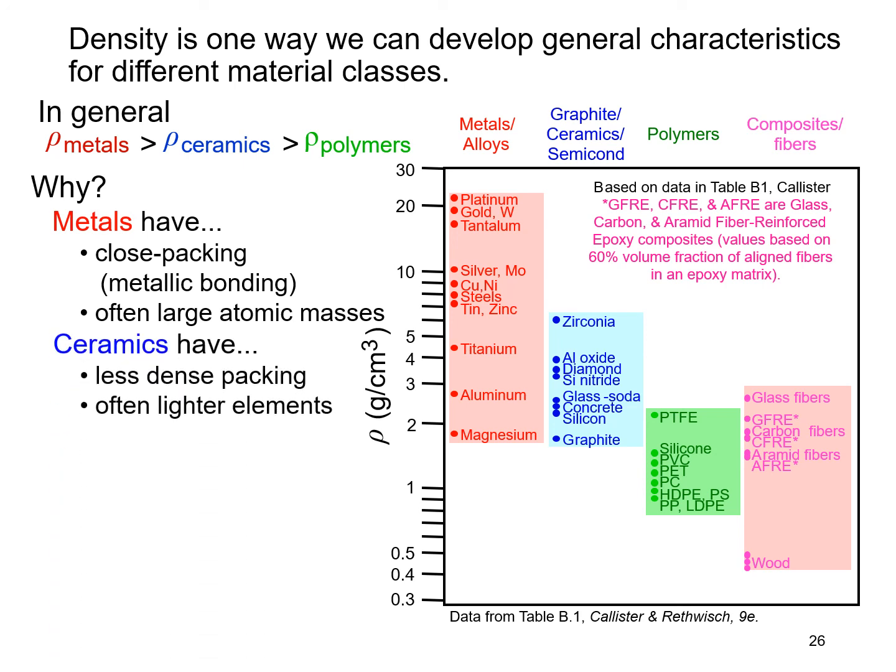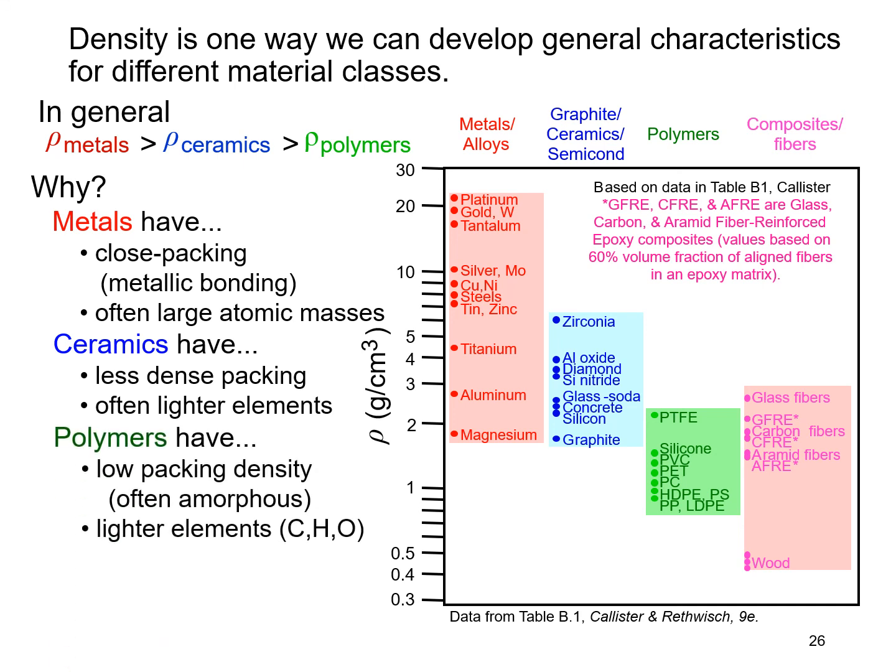Ceramics often have lighter elements and less dense packing structures. Polymers usually have the lowest packing density. They're usually amorphous or only partially crystalline, and they're made of some of the lightest elements: carbon, hydrogen, and oxygen. Composites will have intermediate values.